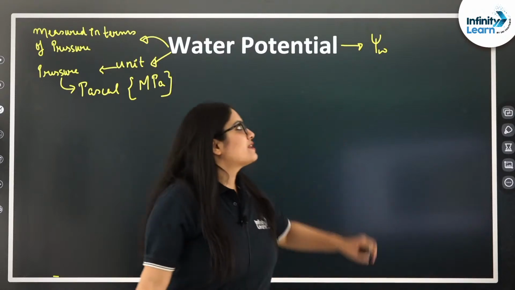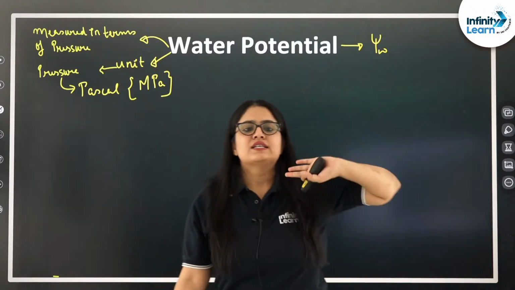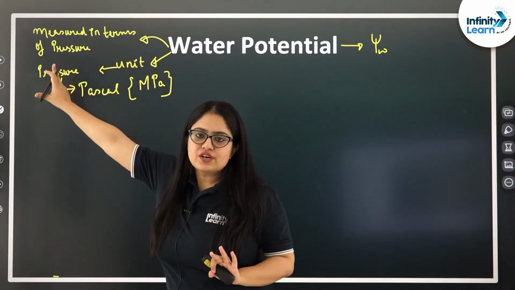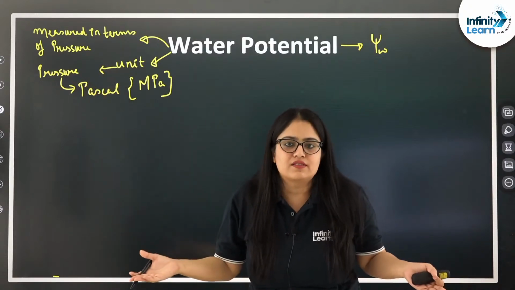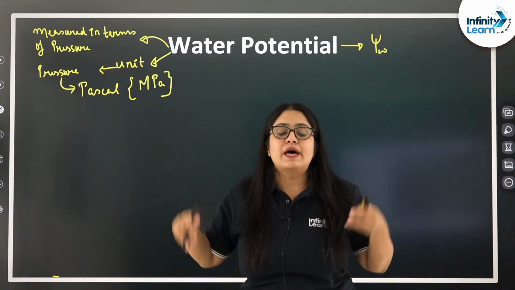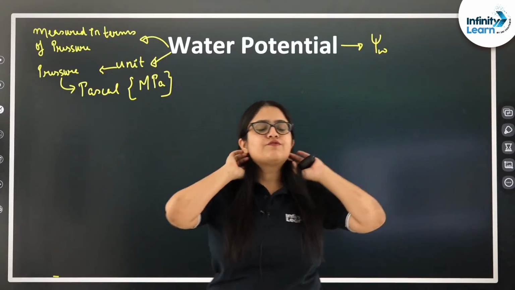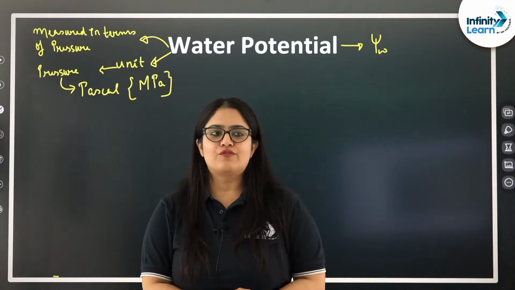Water potential is expressed in terms of psi W. Secondly, water potential is measured in terms of pressure, and the unit is going to be similar to pressure, that is Pascal, and more precisely megapascal, right? So I hope these facts are clear to all of you.